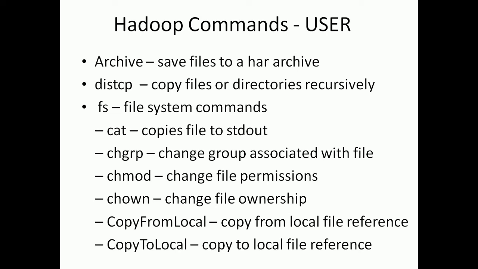In file system commands, cat is used to copy a file to standard output. chgrp is used to change group association of a file. That means if you want to change the group, this command is used. Again, chmod lets you change the file permission, say read, write or access. With chown, you can change the ownership of a file.